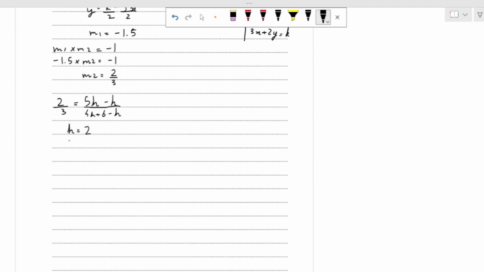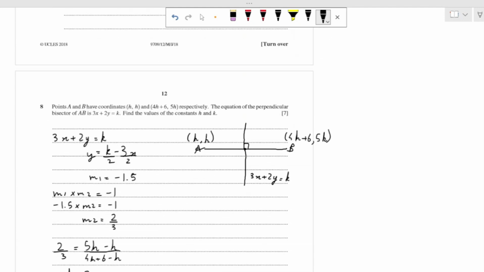Now that we have found h, we can write for the sake of clarity that A is (2, 2) and B will be (14, 10) after simplifying. So now that we have found this, we go back to the question: the perpendicular bisector of AB is 3x plus 2y equals k. Find the values of constants h and k.